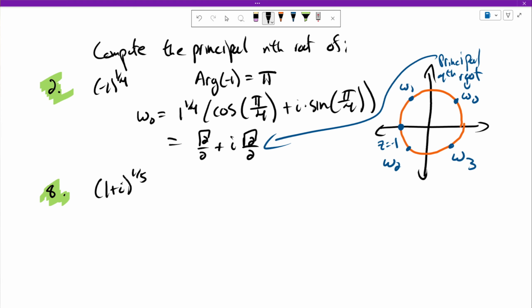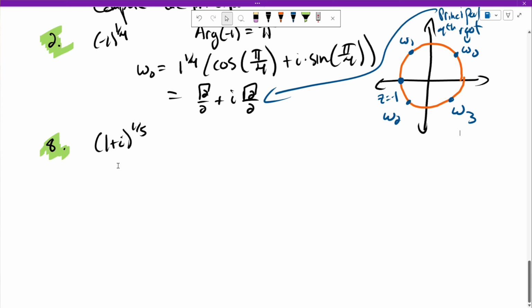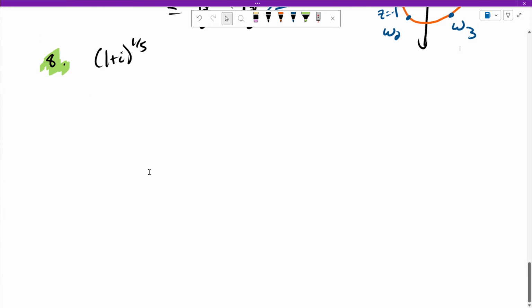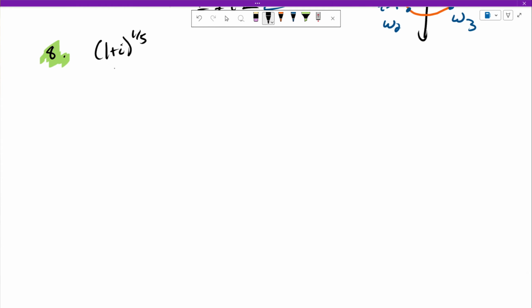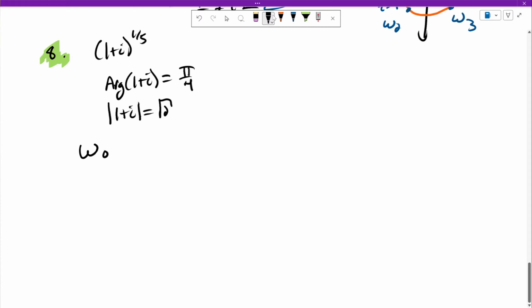We're going to do a similar thing here. We're going to find the principal fifth root. Let me scroll down a little bit more. So again, here our argument, we saw this already in example 2, the principal argument of 1 plus i is pi fourths, and the modulus of 1 plus i is √2. So then this tells us that the principal fifth root of 1 plus i is the following.